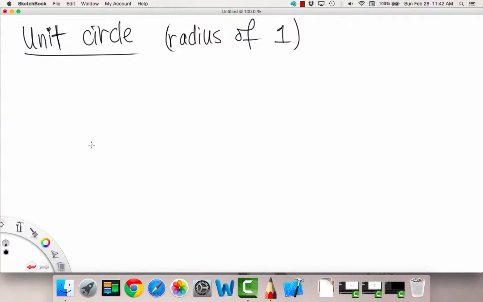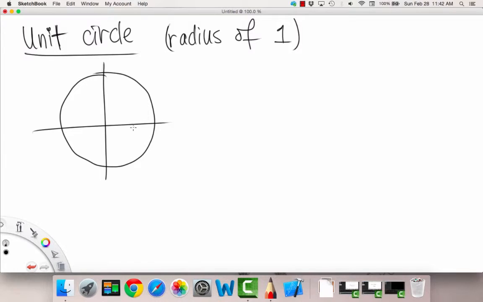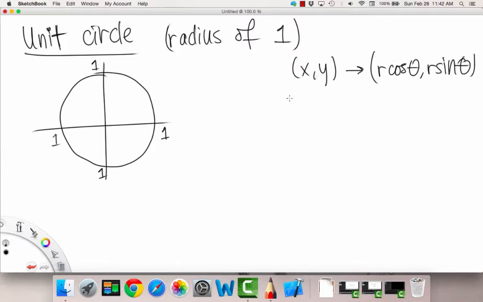So let's say we have this unit circle, and the radius is 1 everywhere on this circle. It crosses at (1, 0), (0, 1), and so on, so this is all length 1 all the way around. Normally our x, y points can be translated into r cosine theta and r sine theta. Remember, that's because we found x is equal to r cosine theta, and y is equal to r sine theta.